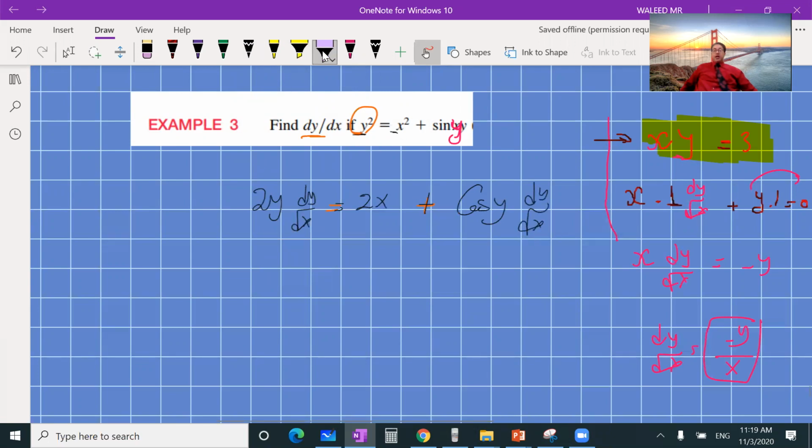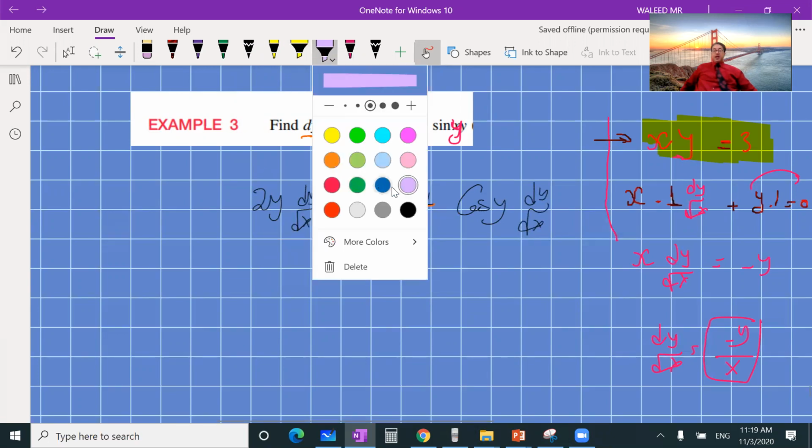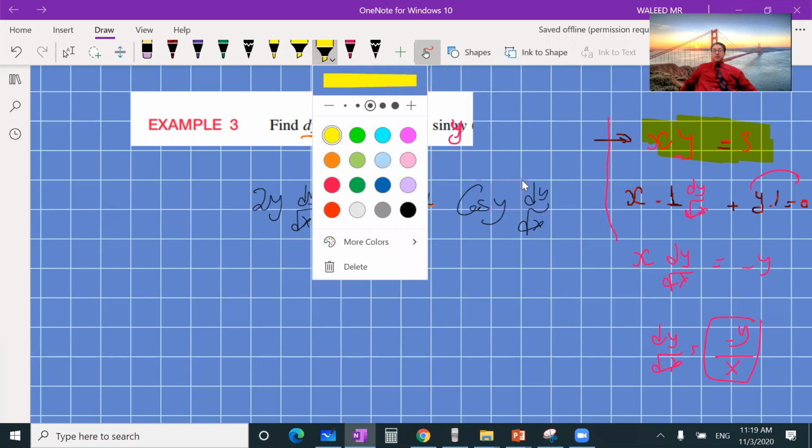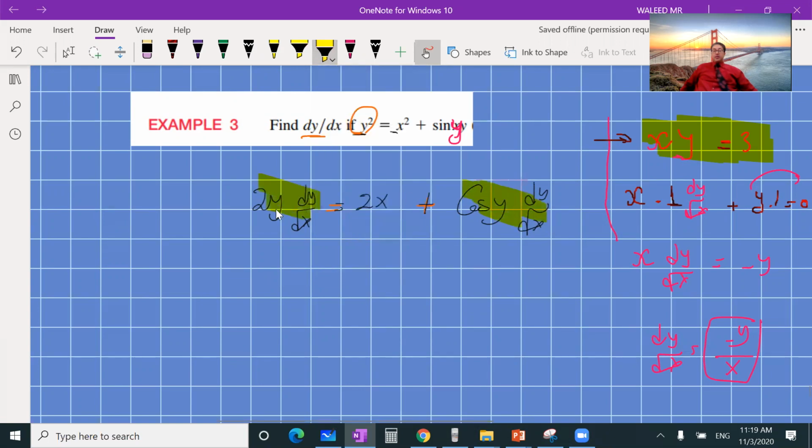Please, all the guys, hurry up. All what contains dy over dx, come here in the left hand side. Okay, teacher. 2y dy over dx. And me minus cosine y dy over dx in the left hand side.